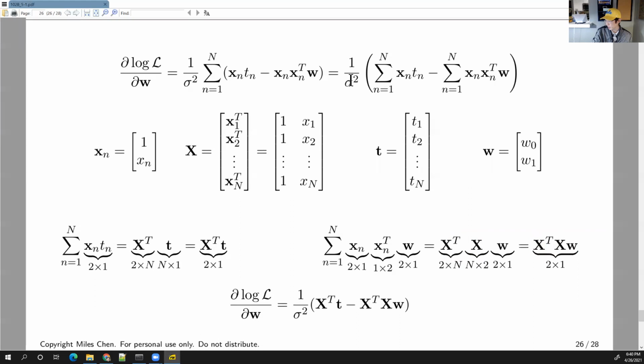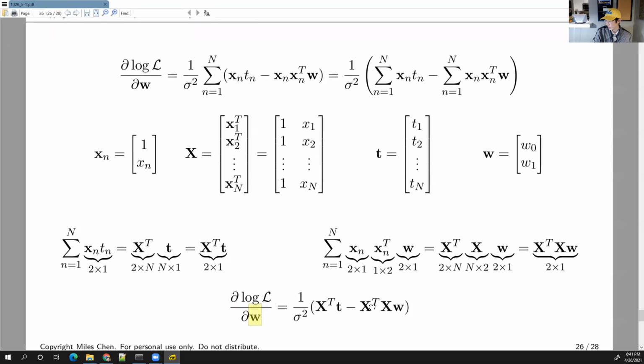So I'm going to have 1 over sigma squared. This part is equivalent to X transpose t, and this part is equivalent to X transpose X w, the part with the summation. Okay, so we're going to say the gradient of the log likelihood with respect to w is equal to this.